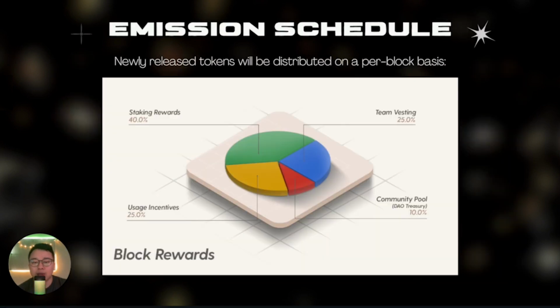And in terms of the emission distribution, it's going to be mainly staking rewards, followed by usage incentives, as well as the team vesting will be 25%, and the community pool will be 10%.